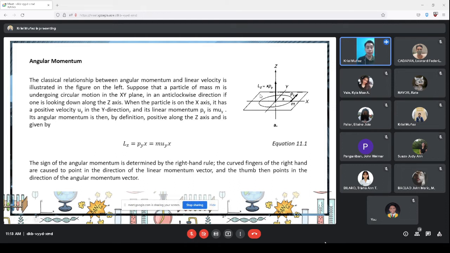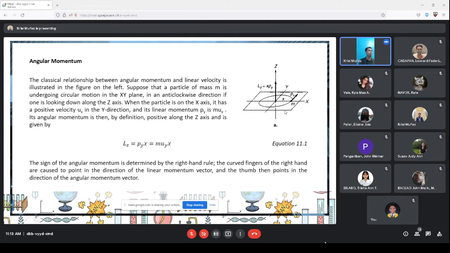So I have here, class, a figure. If you're going to look along the z-axis, so coming from here, your eyes should be positioned here. If you're going to look at the z-axis, you would see that the electron is orbiting around the nucleus on the xy plane in an anti-clockwise direction or a counterclockwise direction.